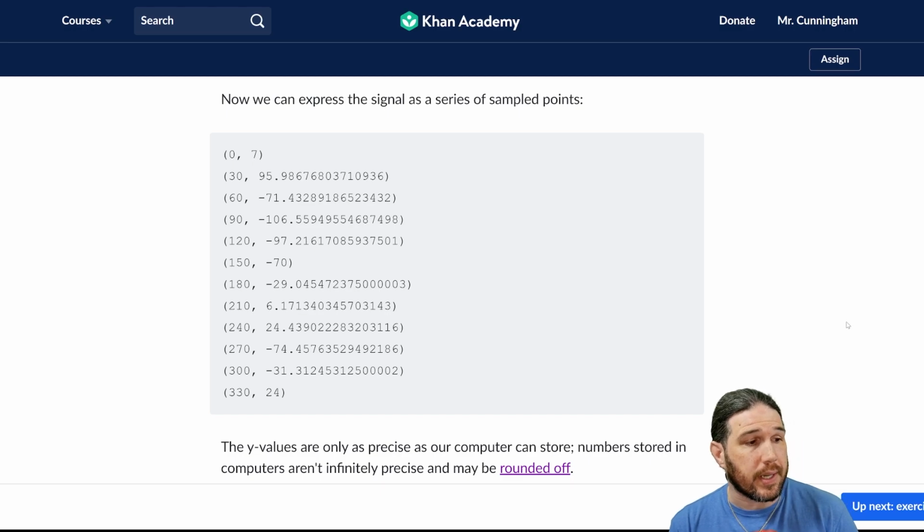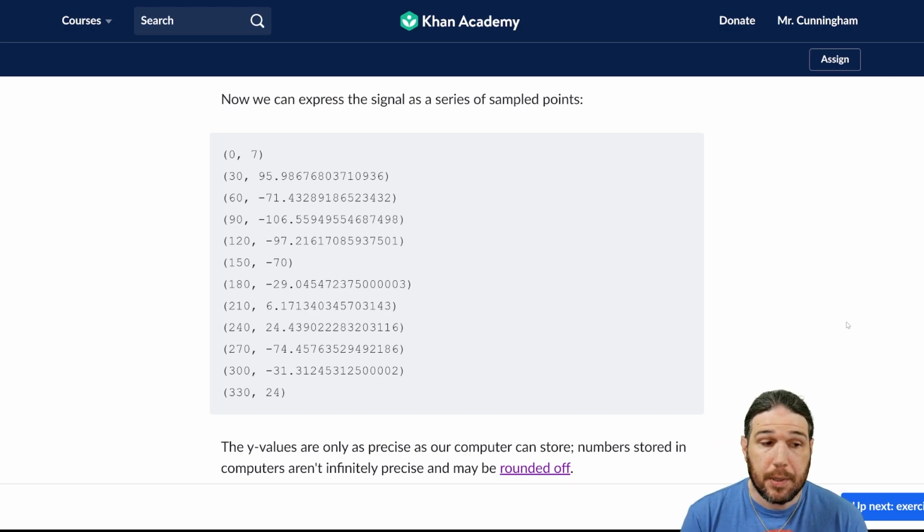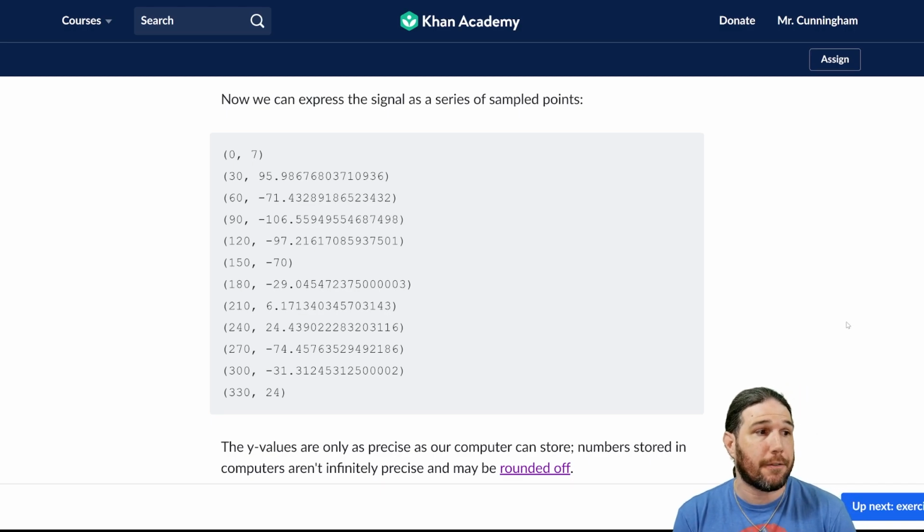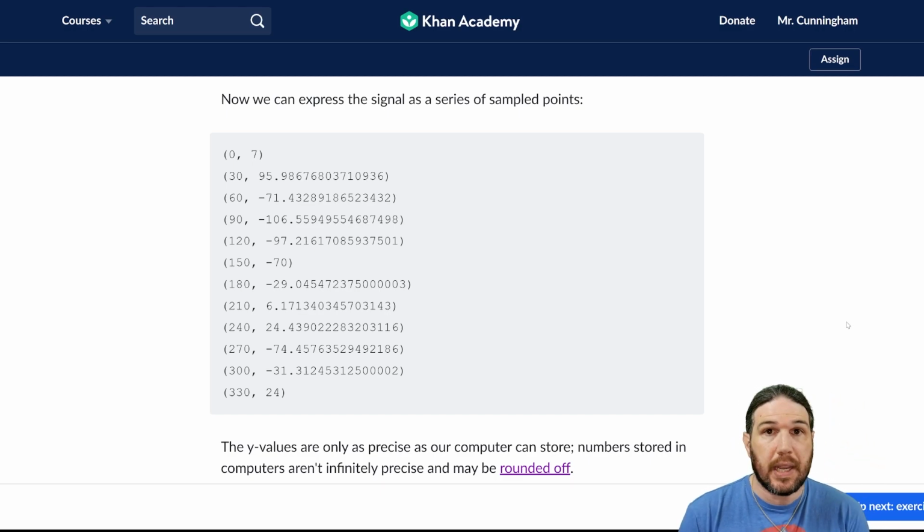However, you will notice that the y values are only as precise as the computer can store. Numbers stored in computers are not infinitely accurate. They may be rounded off. I see a lot of numbers up there that are probably rounded off, which does mean, once again, we are approximating real life. We are not duplicating real life.